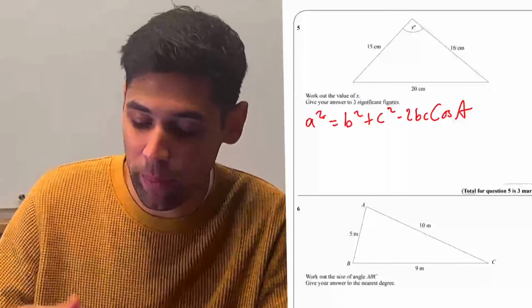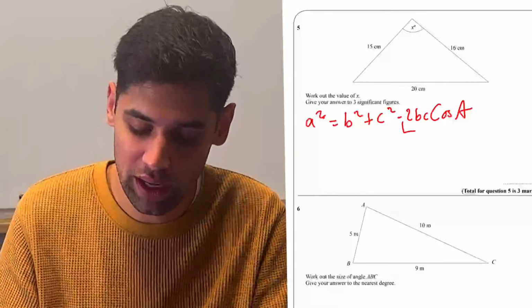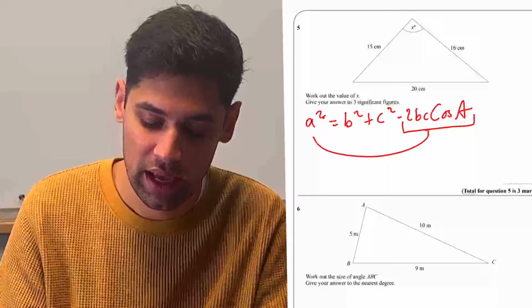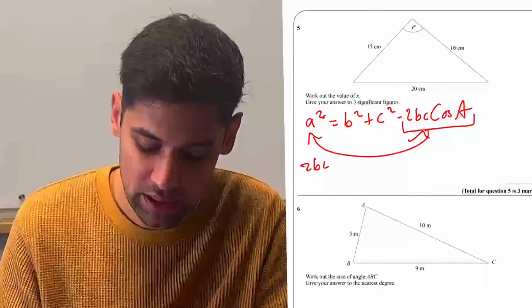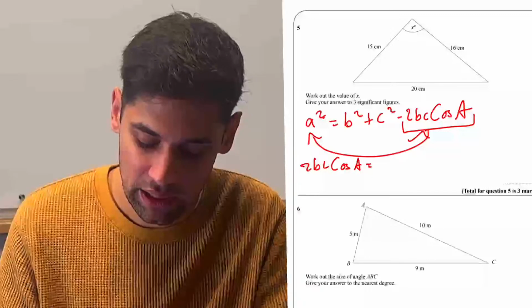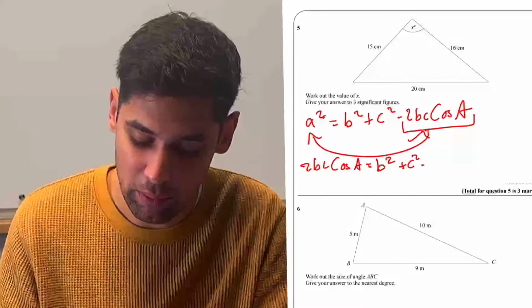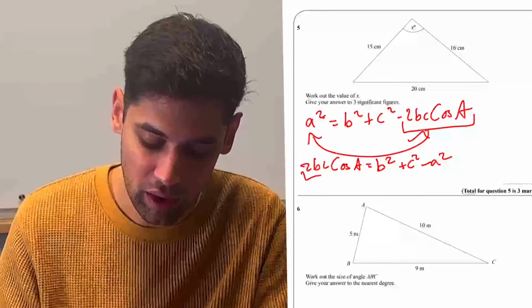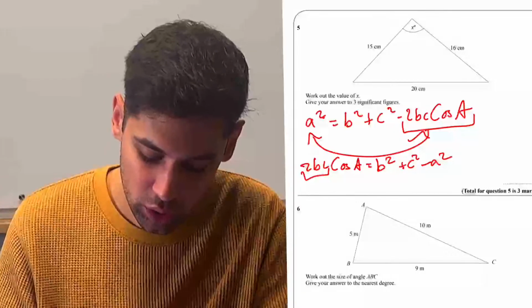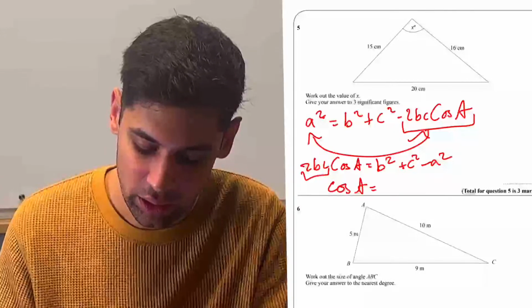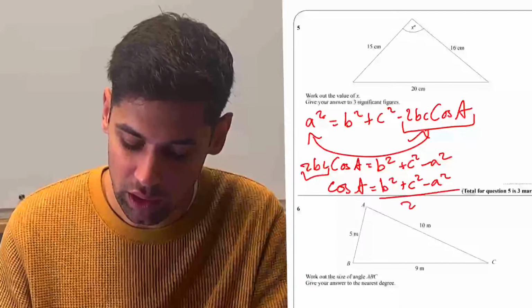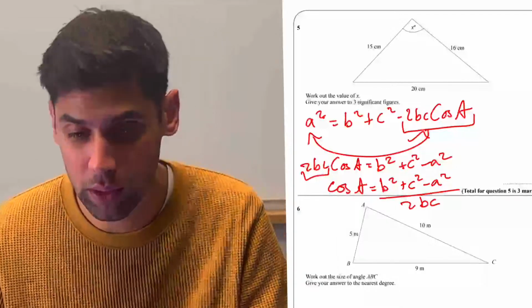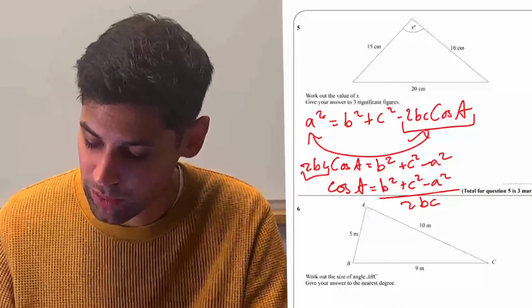So the way we do this is we want to make cos A the subject. So we're going to add 2bc cos A to the other side, and we're going to minus the a squared to this side, which will give us 2bc cos A equals b squared plus c squared minus a squared. And then we're going to divide by the 2bc. So we're going to be left with cos A equals b squared plus c squared minus a squared over 2bc. So that's the formula we're going to be using for this particular question.